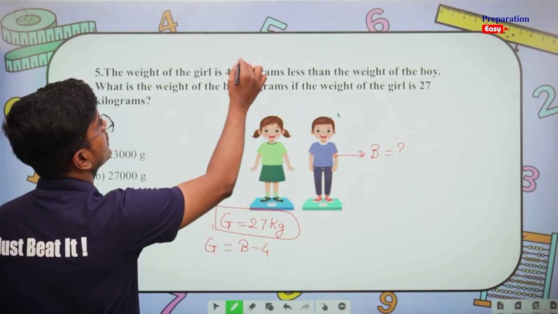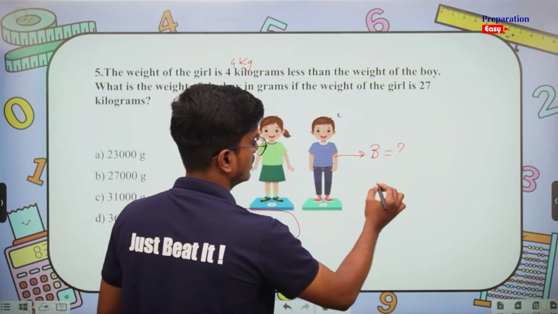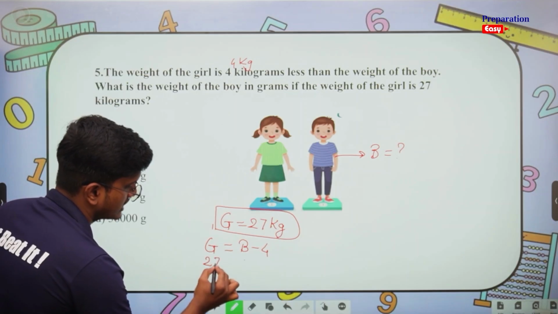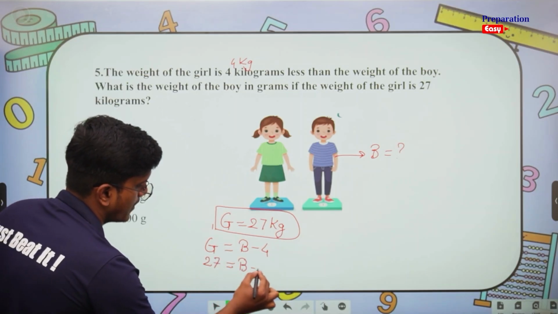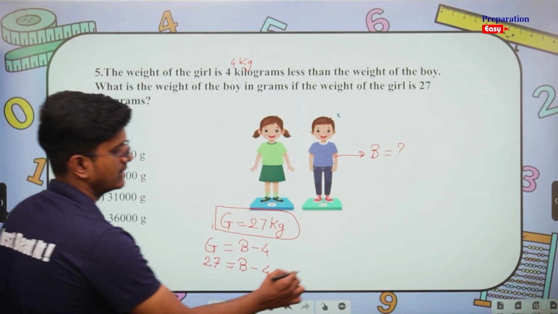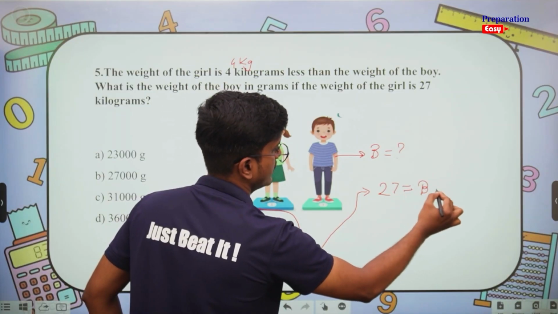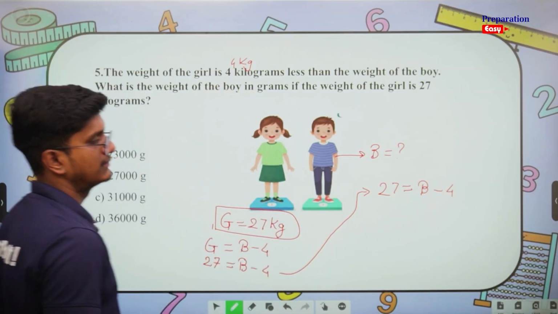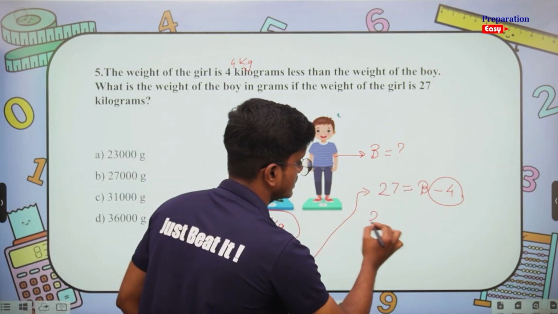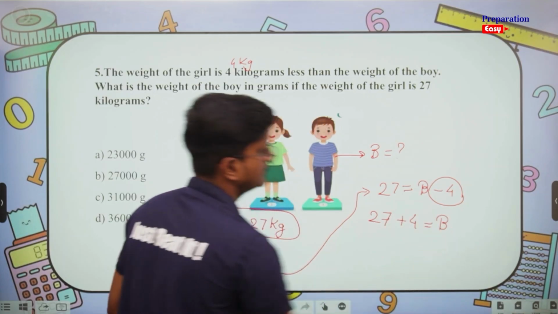Let's find it first in kilograms. We have this 4 kilograms. The girl has 27, so I will write it down: 27 equals the boy's weight minus 4. I am writing this equation over here. So 27 equals B minus 4. When we move this 4 to this side, it will become plus. So 27 plus 4 equals the boy's weight.